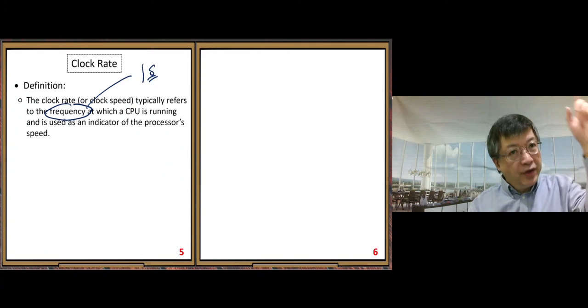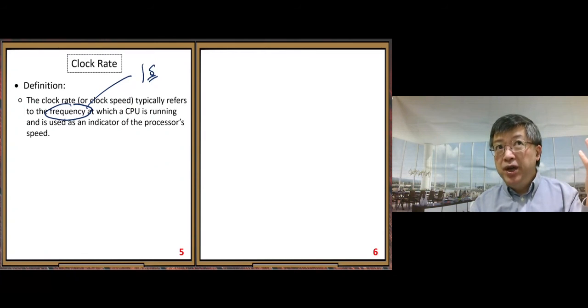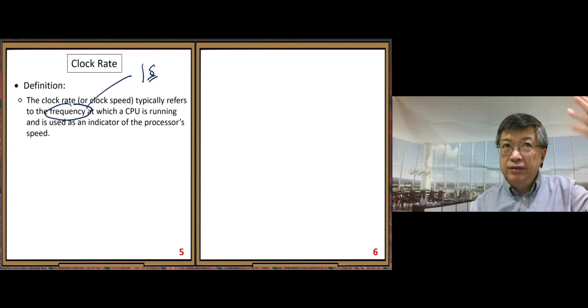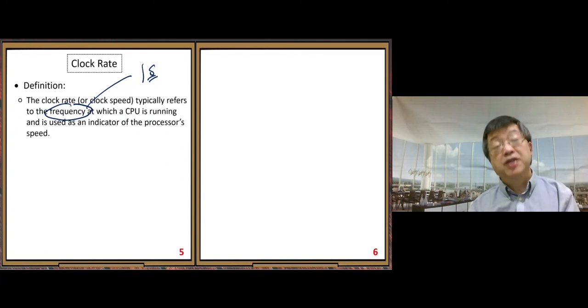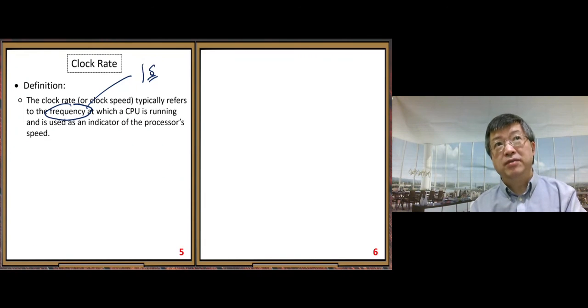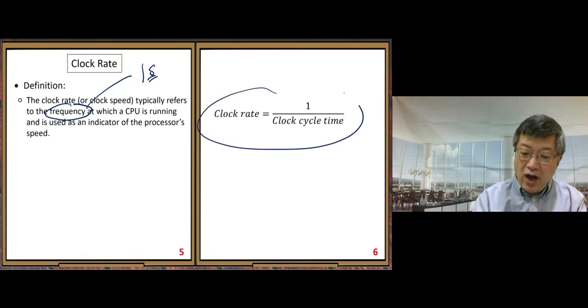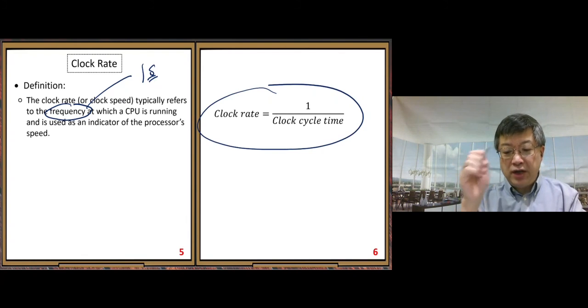This clock rate is important: it is used as an indicator of the processor's speed, how fast the CPU is. The faster the clock rate, the faster the CPU, although there is something more to that understanding, which we will see. The formula is: clock rate equals 1 over clock cycle time.